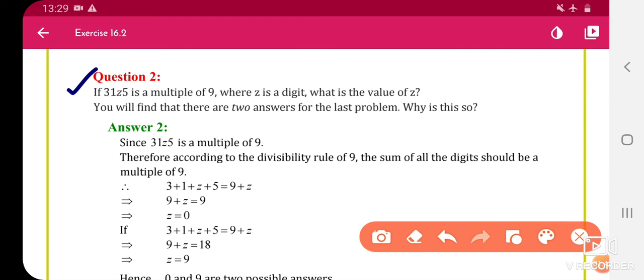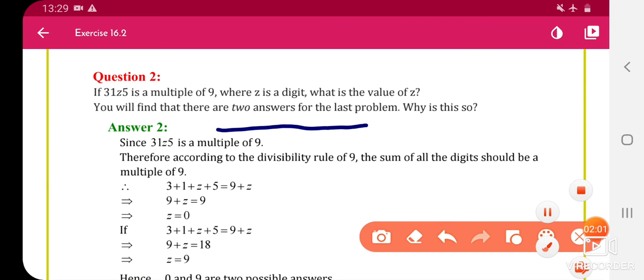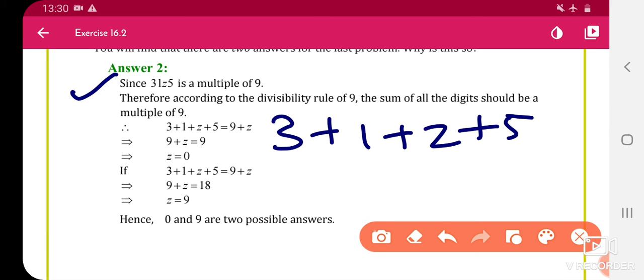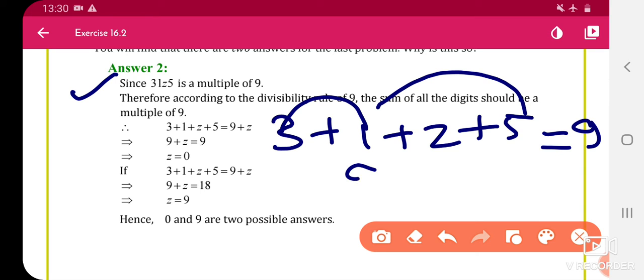Next, question number 2, same as it is. If 31z5 is a multiple of 9, it is the same situation in this question. The sum of these digits has to come in the 9 table. That means we have to find two answers. According to the question, we first add 3 plus 1 plus z plus 5. Multiple of 9 means the sum is 9. 3 and 1 is 4, and 5 is 9. So 9 plus z.